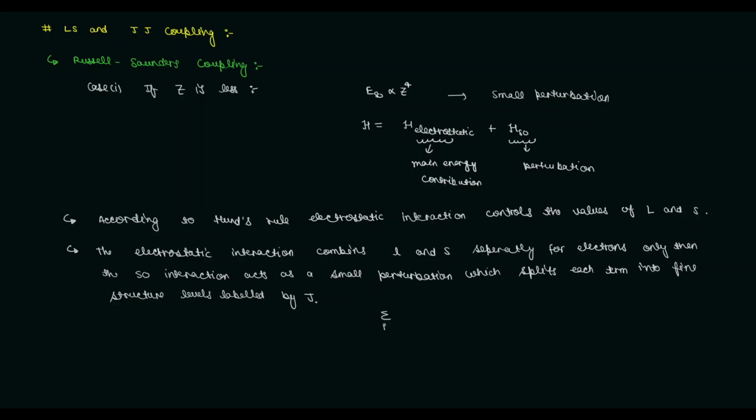So at the first step, all the L values will add up to give the total orbital angular momentum L, and all the S values for different electrons will add up to give the total spin angular momentum S. This is due to the electrostatic interaction, which is the dominant term in this case. After this, the total angular momentum J is given by L plus S, which is due to the spin-orbit interaction, a small perturbation in this case.